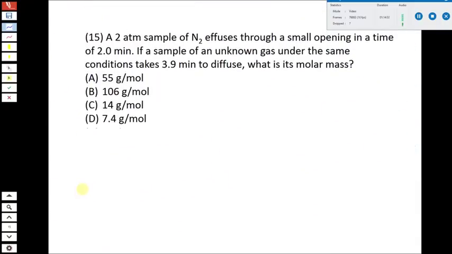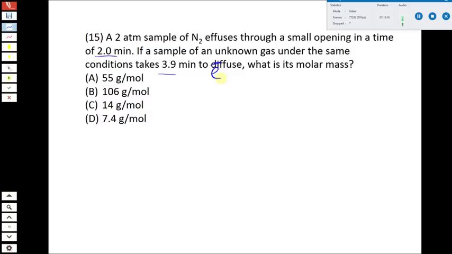Okay, number 15, we're dealing with gas effusion. So we have 2 atmospheres of nitrogen, and it diffuses through a small opening, so that basically means it leaks out, and it takes 2 minutes to leak. If a sample of an unknown gas under the same conditions takes 3.9 minutes to diffuse, or effuse, I guess is what that should say, but it's really the same concept either way. What is its molar mass?